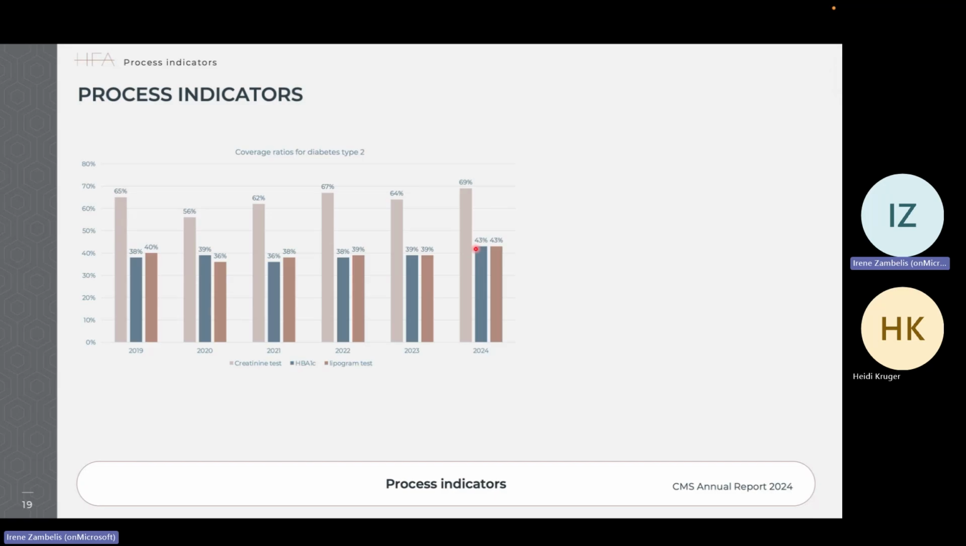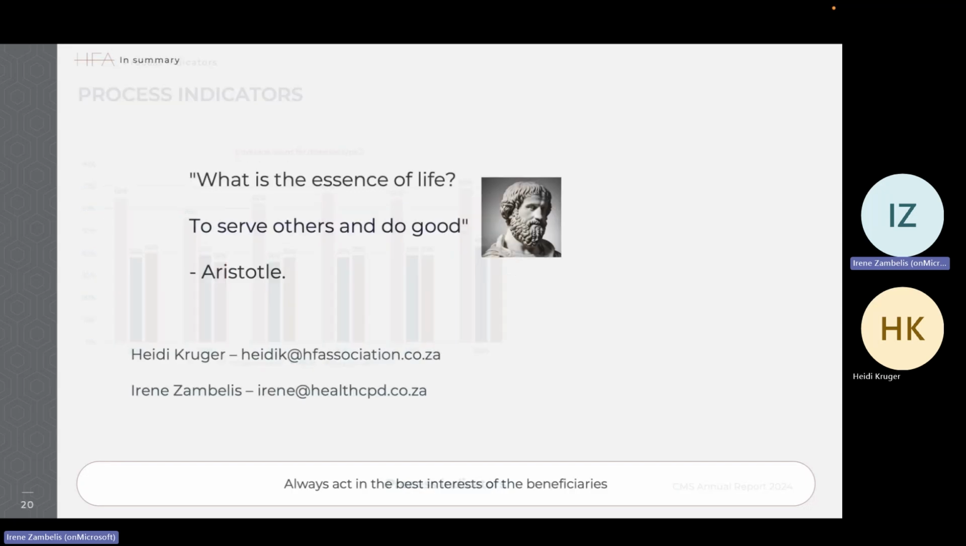I mean, ideally, I would want a health outcome indicator. I want to know, out of the people that had the test, what was the result? Was it at a normal level, etc.? So that is quite scary. We know that 69% had a kidney blood test, the creatinine, and 43% had a cholesterol test, the lipogram test. So those are the kinds of things that we need to look at.